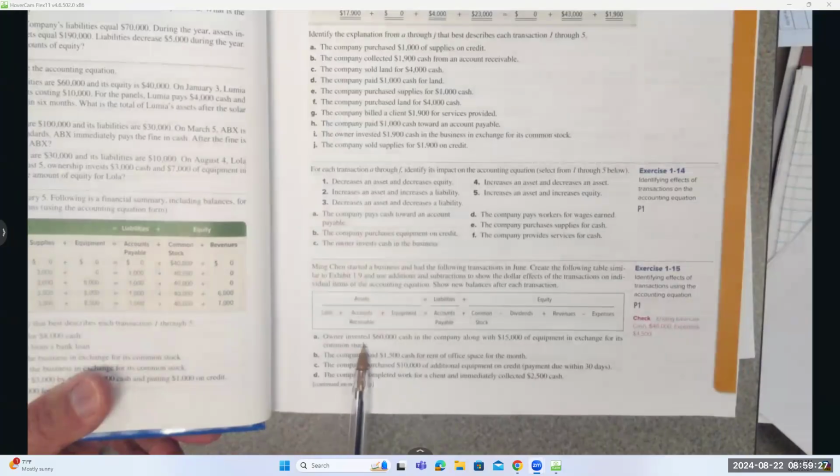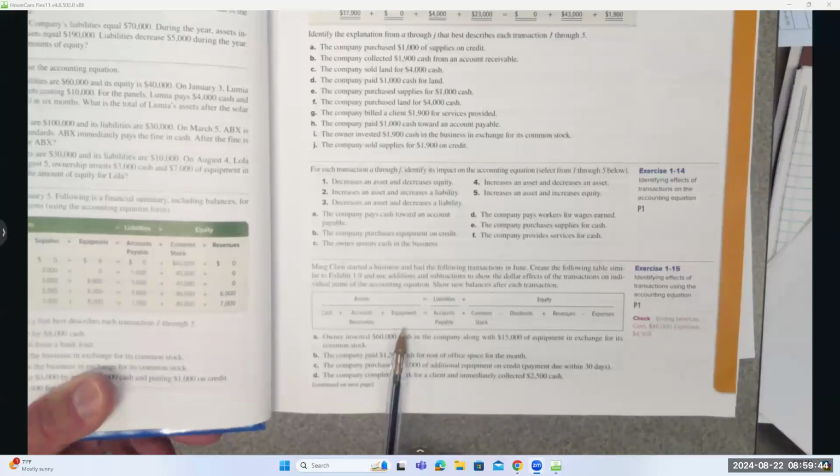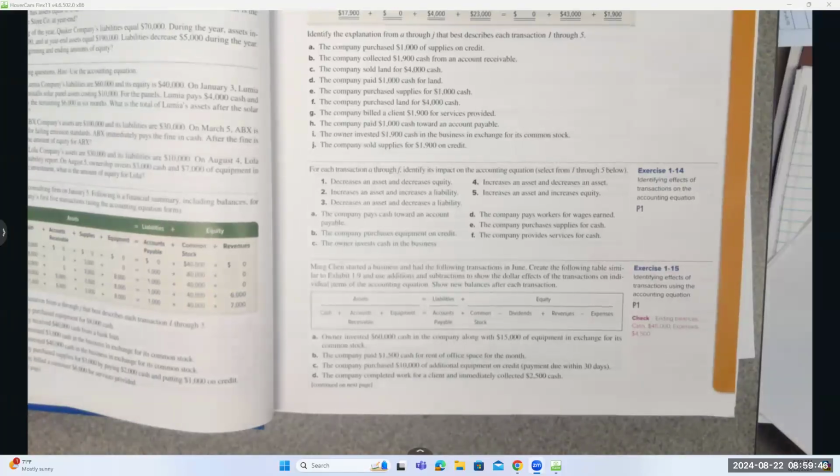If the owner invested $60,000 in cash and $15,000 of equipment, notice it doesn't say in the business like it did before for sole proprietor. It says in exchange for its common stock, because now the company is a corporation. It is completely separate from the owner. It has to be a transaction and an exchange as opposed to just a transfer of money.